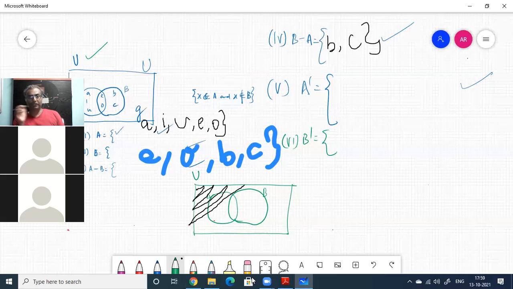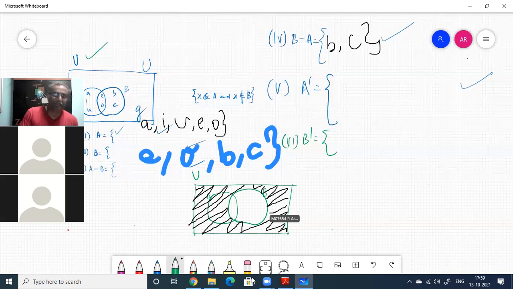Use single strokes. No, uncle. Using single strokes is hard with my mouse, uncle. Okay. Do whatever, as long as you get the answer. Very good. Okay, correct. So that is B complement. So now you write the elements of B complement.